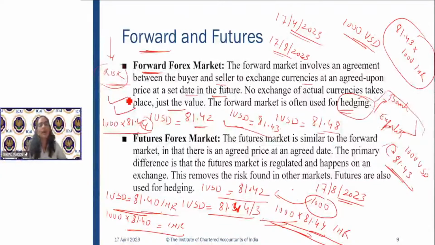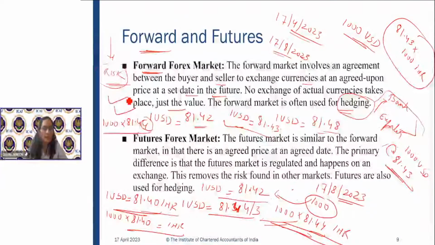So future market, what happens? This is traded on the exchange. Through the exchange, in futures, suppose you want to make payment in future, then you go for entering into a buying contract. You buy the contract and you will go for honoring it at a future date. So future market is through exchange.